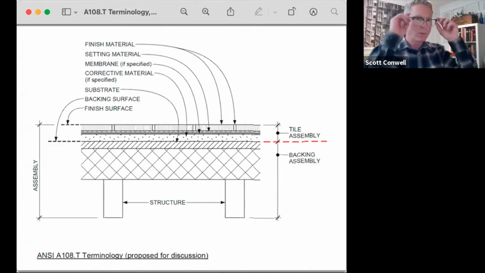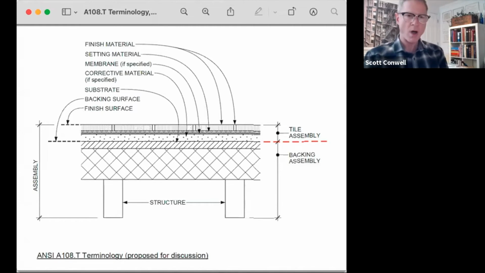Sure. Well, when we started going through page 1 of A108.01 and saw the word substrate, and then read a little bit further into the standard and saw the same part of the assembly being referred to not as a substrate but as a sub-assembly, and then seeing it referred to a few pages later as a backing, and then a backing material, and then a backing assembly.